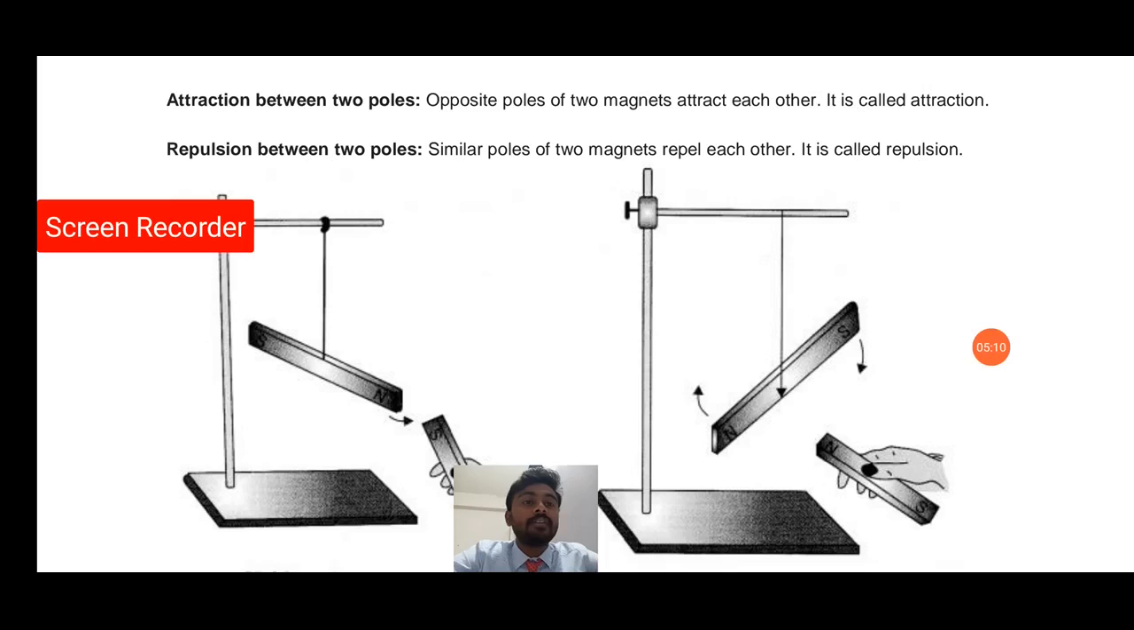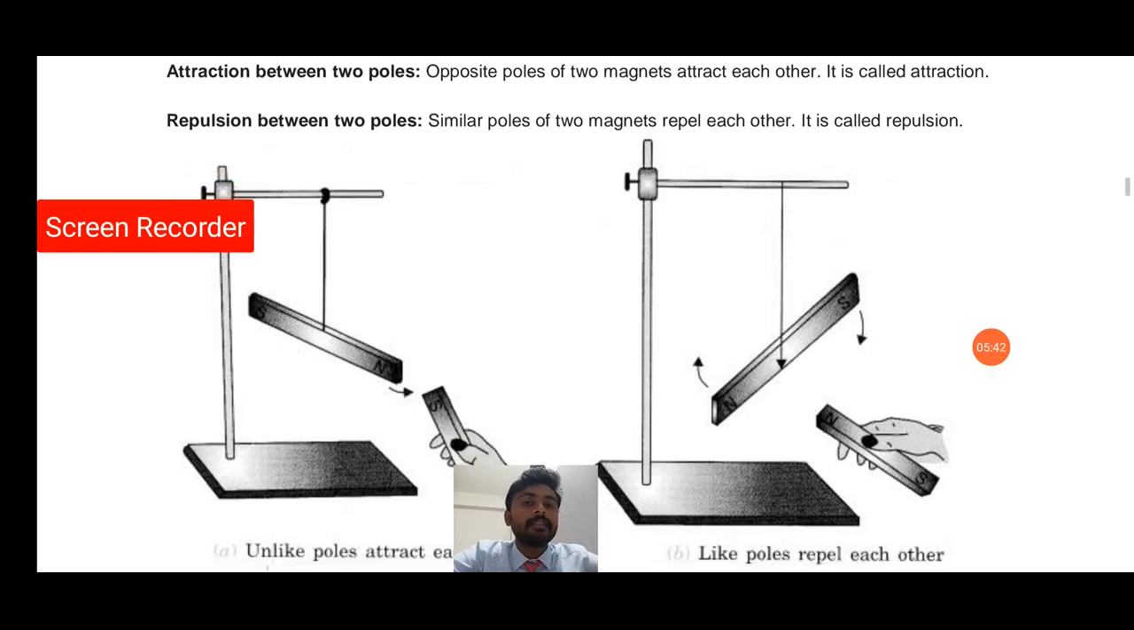Opposite poles of two magnets attract each other, it is called attraction. It is called what? Attraction. The attraction between two poles: the opposite poles of a magnet attract each other, it is called attraction.